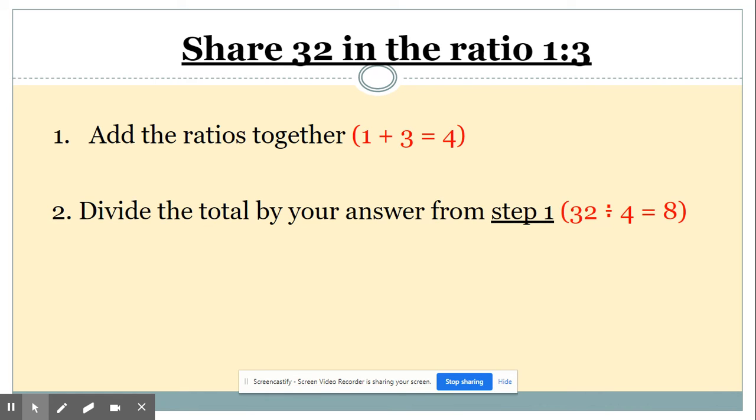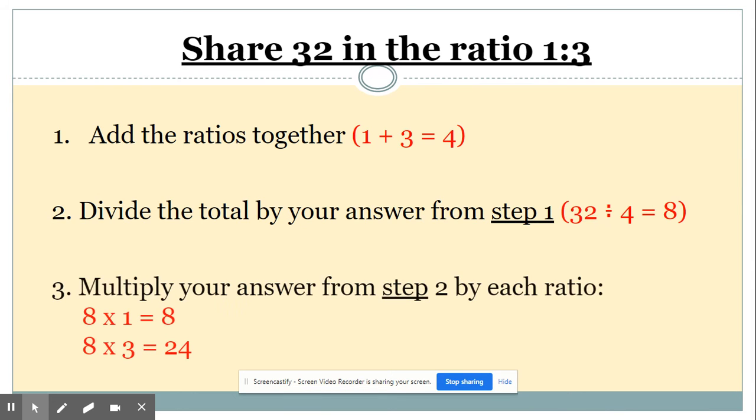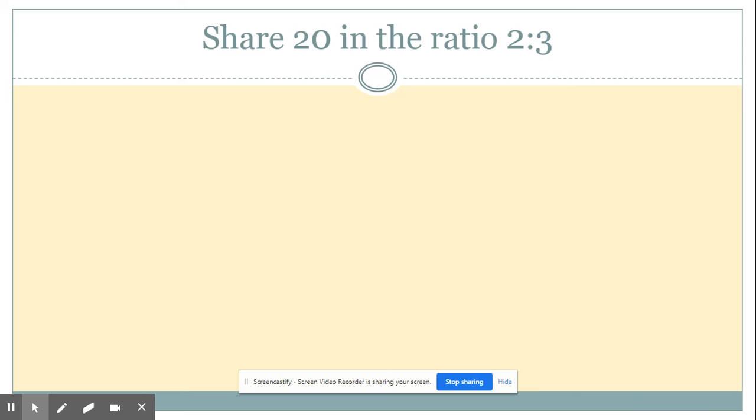Then divide the total by your answer from step 1, which is 4. So you have to divide the total amount which you have to share, that is 32 in this case, by your answer from step 1, which is 4. 32 divided by 4 is equal to 8. Then I have to multiply my answer from step 2 by each of the ratios. So I multiply 8 by 1, which is 8, and then by 3, which is 24. Let's do another example.